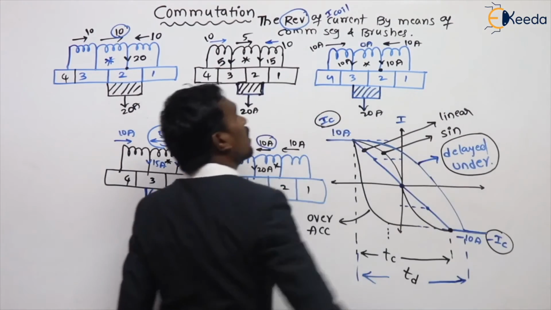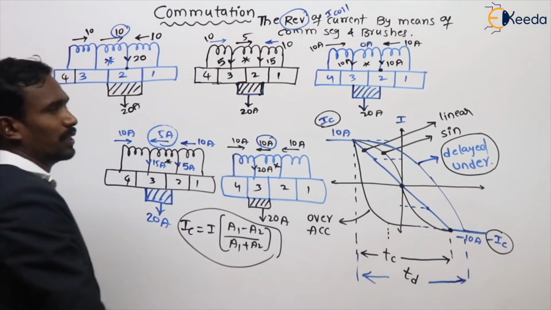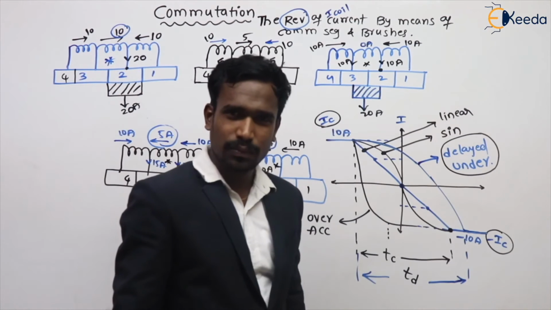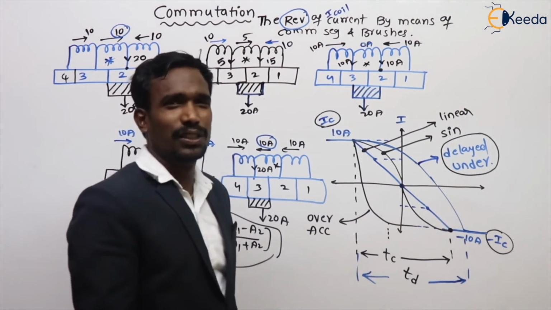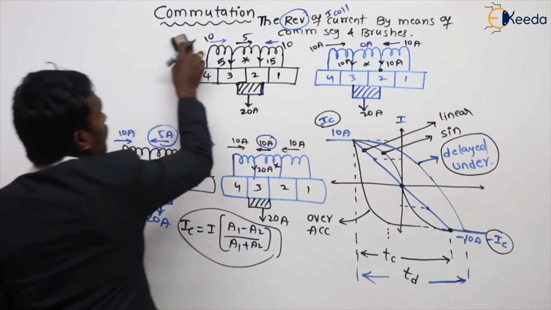Whatever, this is the commutation. So I explained what commutation is. Now here is the problem with delayed commutation. Let's go for delayed commutation. What is delayed commutation? Right? So check the heading, delayed commutation.